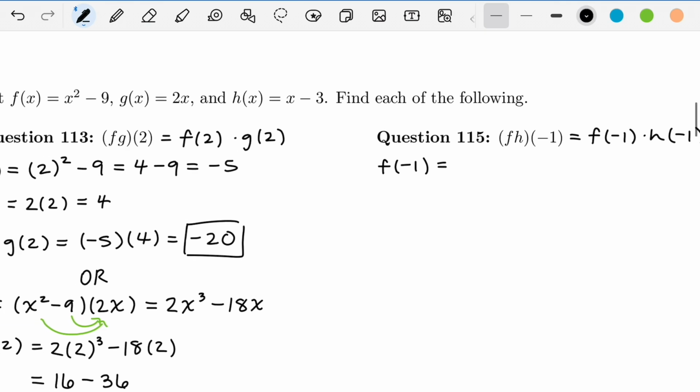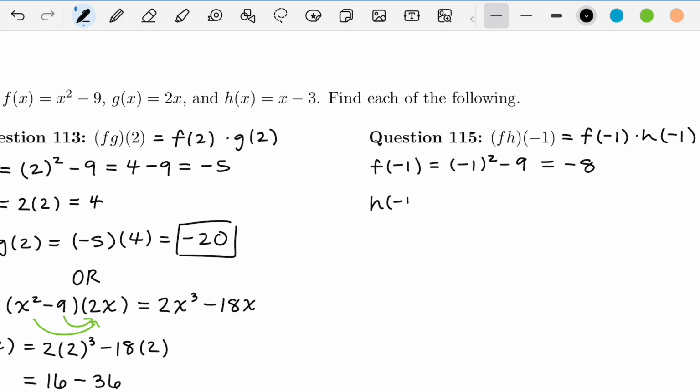So f of negative 1 we can find by plugging negative 1 into f of x. Doing that here, we're going to get minus 8. Now we're going to do the same thing. We're going to plug negative 1 into h of x. This will give us negative 1 minus 3, which is negative 4.